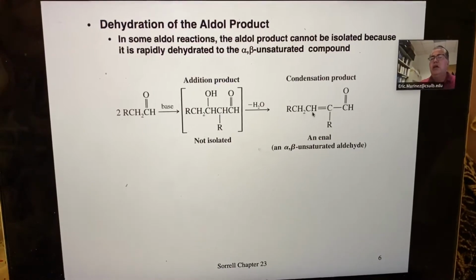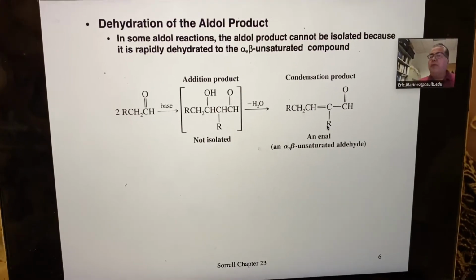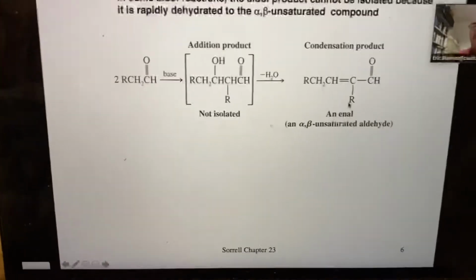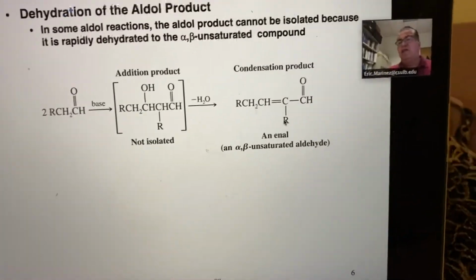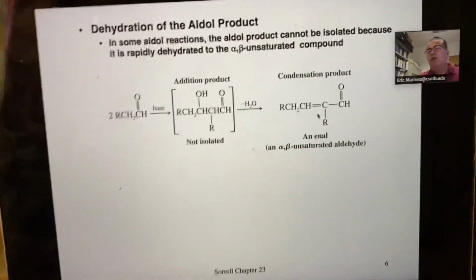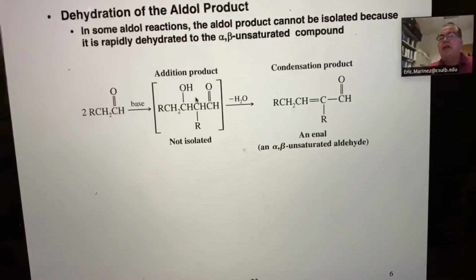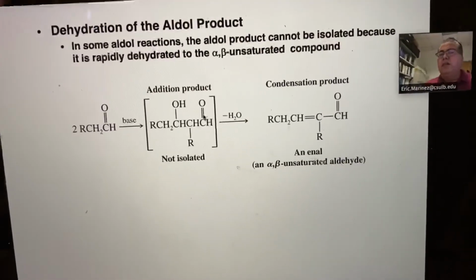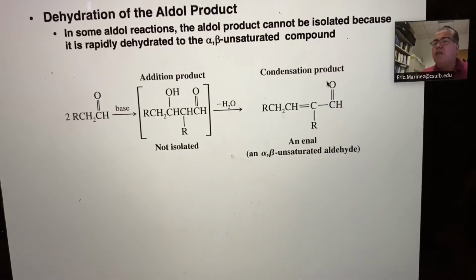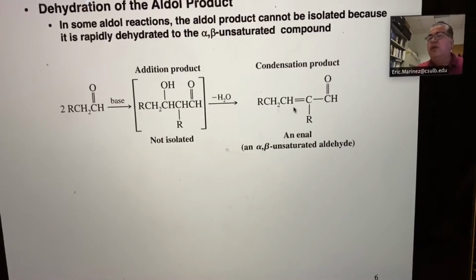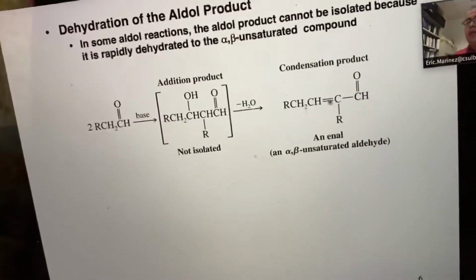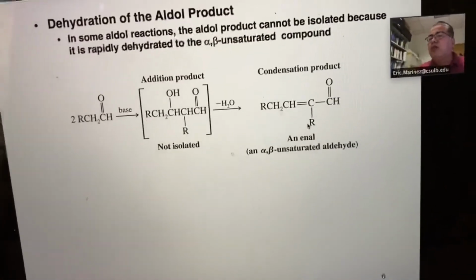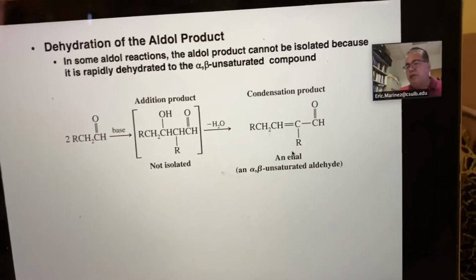Okay? If this R group here was a system such as benzene, right? If this had a phenyl ring here, I cannot isolate this because this elimination is so fast, because all of a sudden I made a molecule that has a lot of resonance stabilization. Not only can I delocalize this double bond onto the carbonyl, but I could also delocalize it onto the benzene.